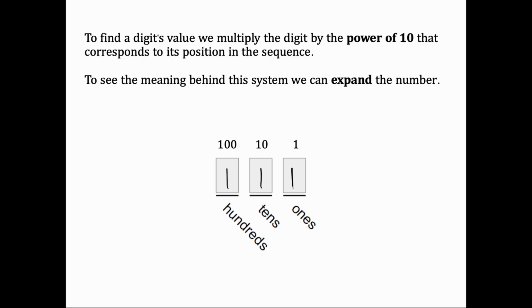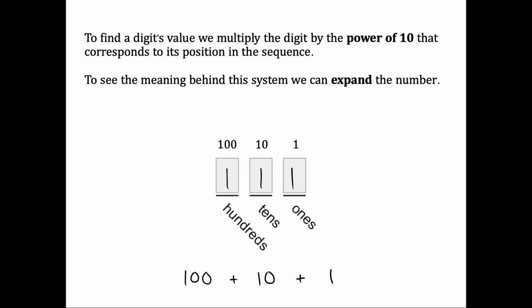To see the meaning behind the place value system, we can expand the number. The number 111 is made up of 100 plus 10 plus 1. We can combine these through vertical addition to get back to the original 111.